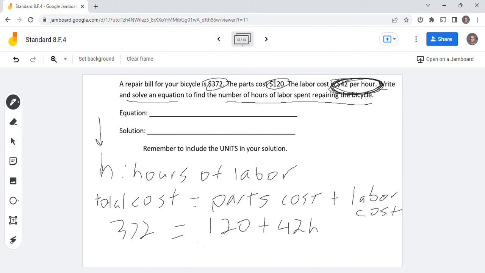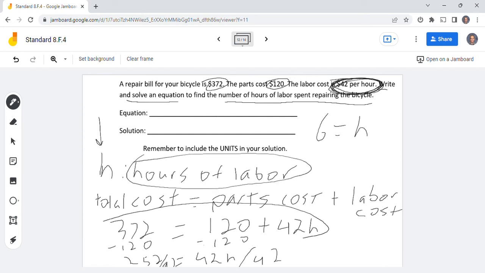So we're going to solve this by subtracting 120 from both sides. Subtract 120 over here. We end up with 252 and 42h. Finish this out by dividing by 42 on both sides. 252 divided by 42 on the left hand side is what we need. And that gives us a total of 6. This equation is what should go here for this equation in that blank. And the solution, I'm going to write h equals 6 and with the label of units, hours.